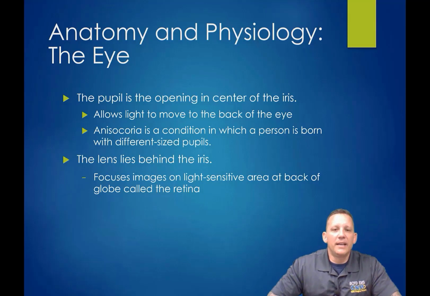Now, the lens actually sits behind the iris, and the lens is what actually focuses images of light onto the back of the eye, which is called the retina.